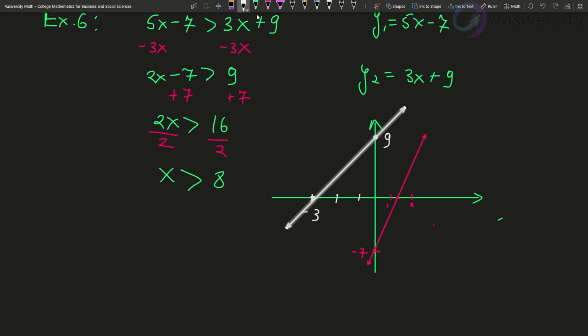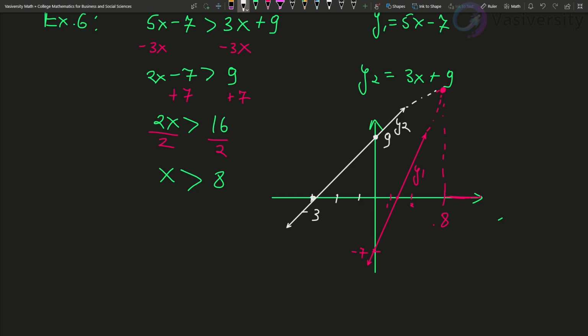Right, so we know if we would extend this line, we would intersect at a point, and that point would actually be 8. So we know that past that point, y1 is indeed going to be greater than y2. Okay, so that's how we can think of it.